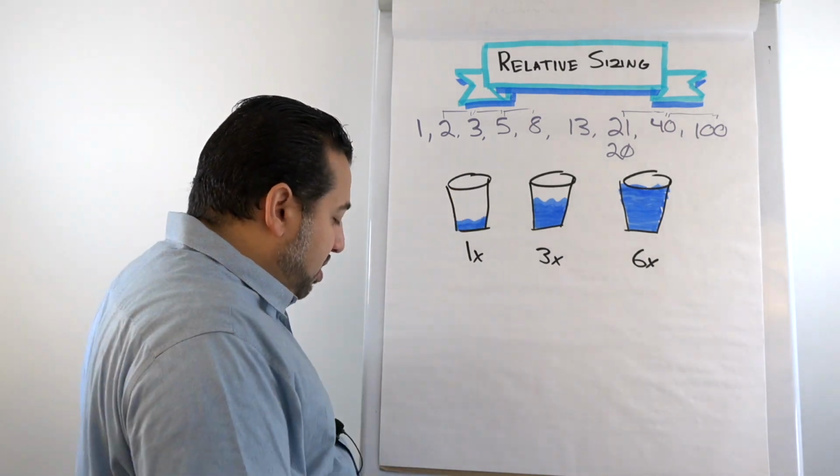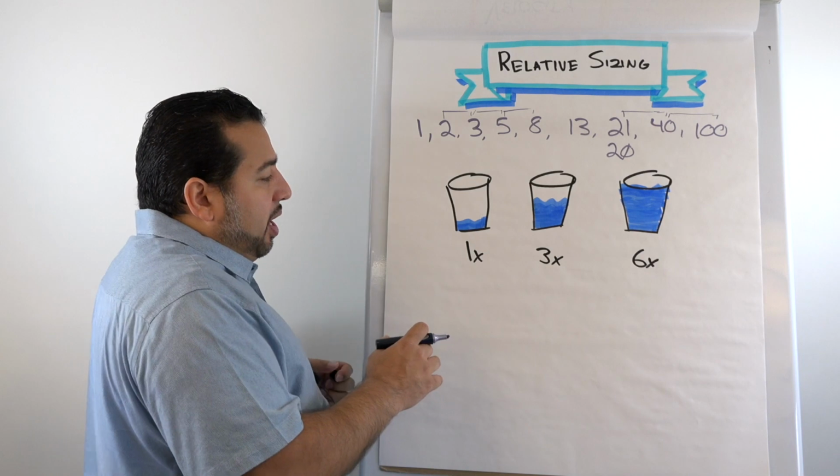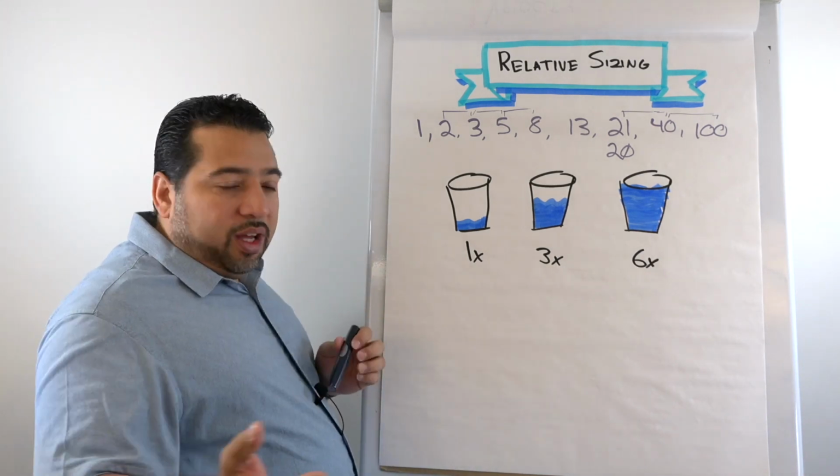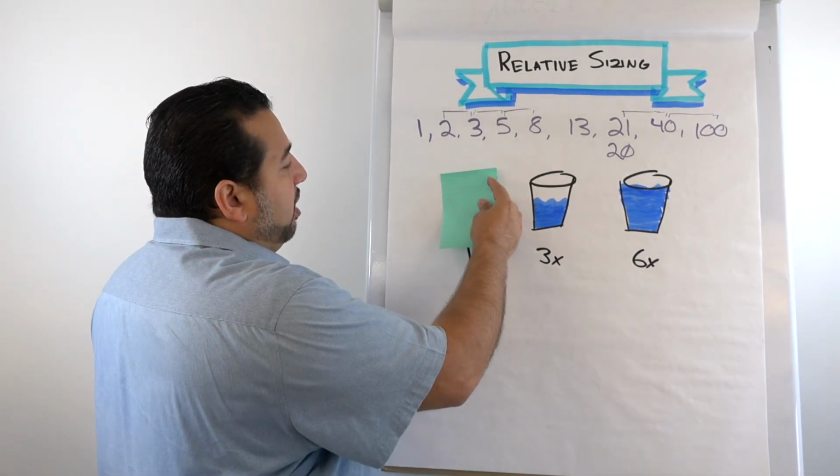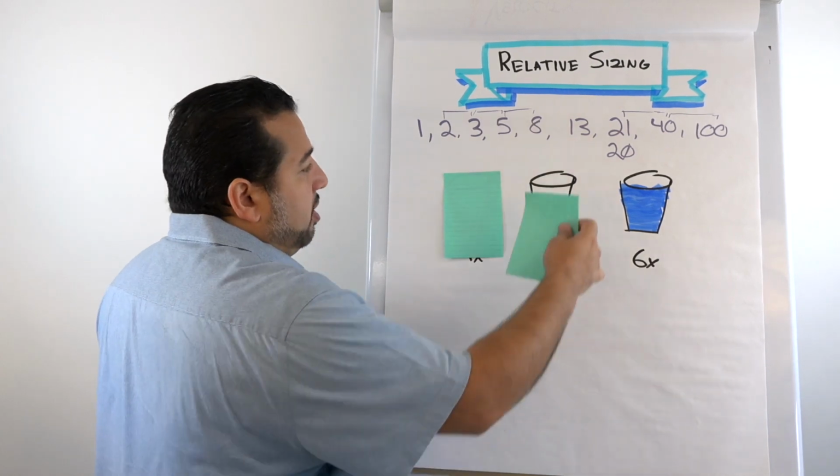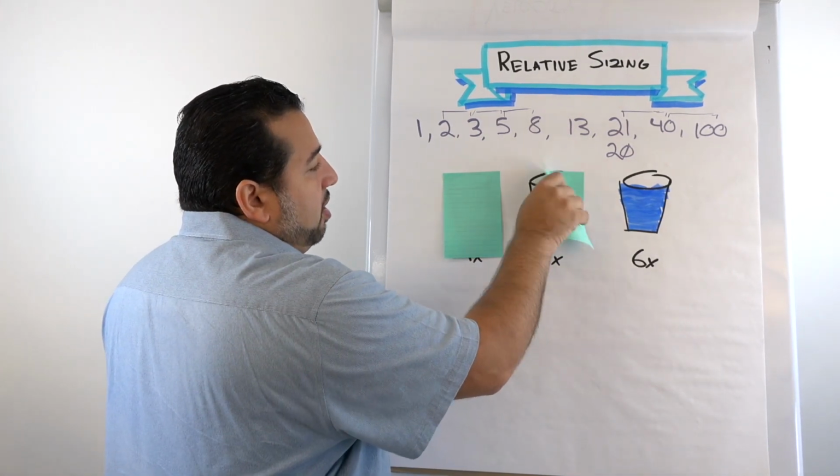So let's look at the cups again as an example. Where teams struggle, where teams fall into a pitfall, is that they look at these cups in isolation.